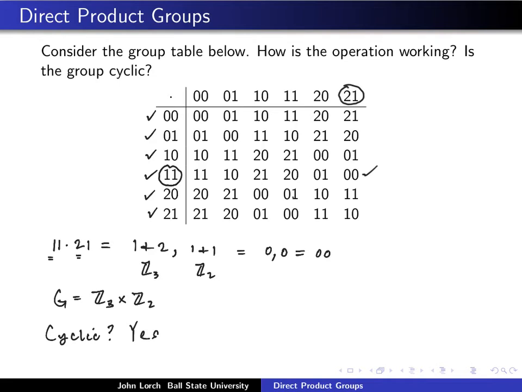So if I take repeated multiples or powers of (1,1), then I actually get the entire group. So we would write that G is generated by the element (1,1).